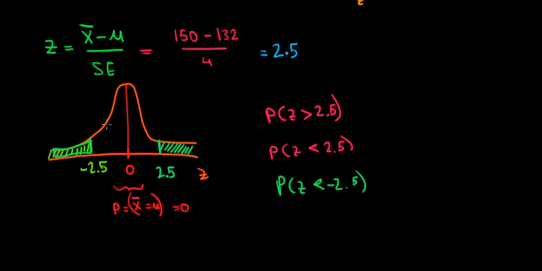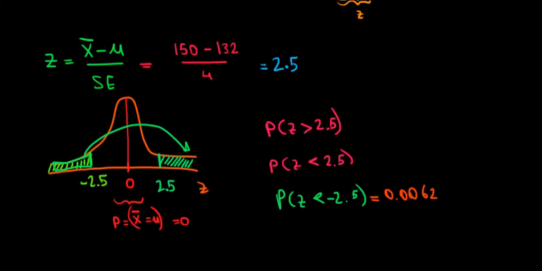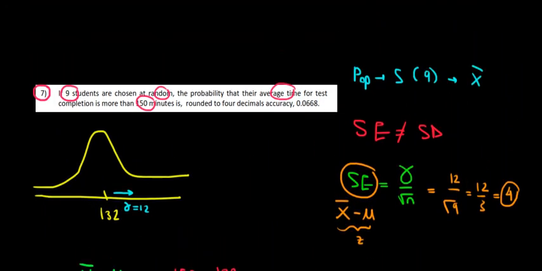And this small tail also corresponds to the tail over here, the same probability, the same proportion. And the probability that Z is less than minus 2.5 is equal to 0.0062. So very small probability. And if we have a look at the answer key, the answer is 0.0668, which is not true. So the answer is false, and we are done.